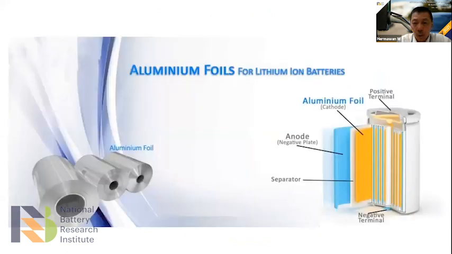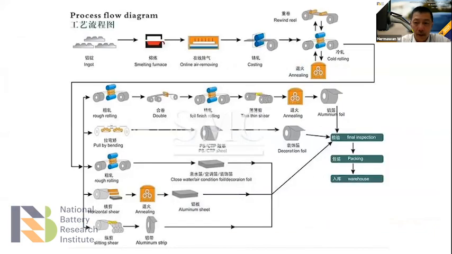We also need aluminum foil. Of course, we don't have this industry. We use a lot of aluminum foil for roofs, for food, for many kinds, but there is no foil in Indonesia that can be used for the battery. We hope somebody can invest, because the process is not so complicated. It's easy. You can do copper and aluminum inside.